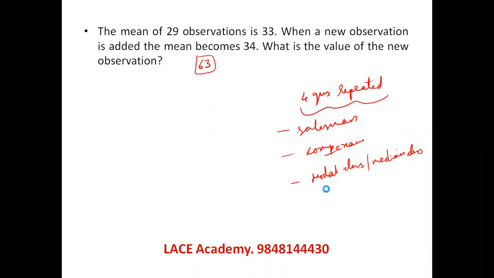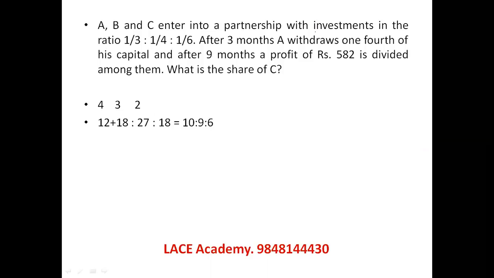Let's take the next question. A, B, C entered into partnership with investments of 1 by 3, 1 by 4, 1 by 6. After 3 months, A withdraws 1/4 of his capital and 9 months after, profit is shared. Now, 1 by 3, 1 by 4, 1 by 6 ratio, I made it into normal ratio. Multiplying by 12, we got 4:3:2. So let's say A invested 4 rupees, B invested 3 rupees, C invested 2 rupees. But after 3 months, A withdrew 1/4, that means 1/4 of 4 rupees, which is 1 rupee. So he invested 4 rupees for only 3 months and 3 rupees for the remaining 6 months, because in total 9 months he has to invest.